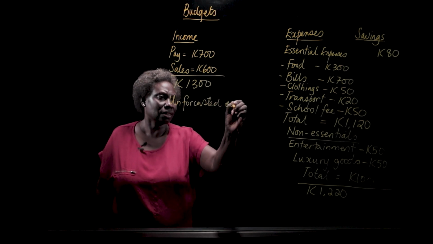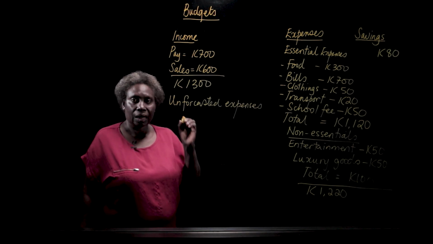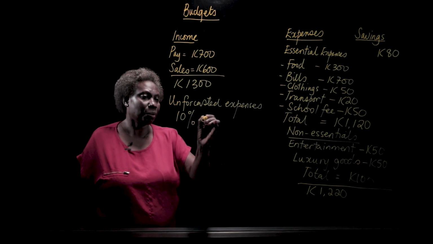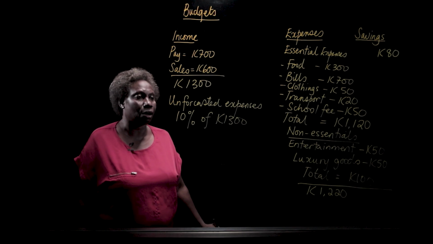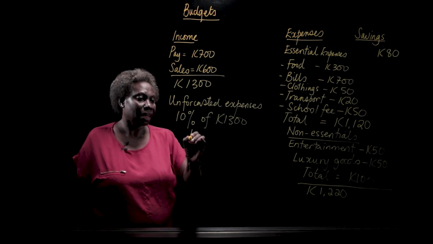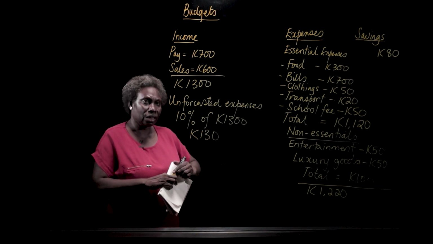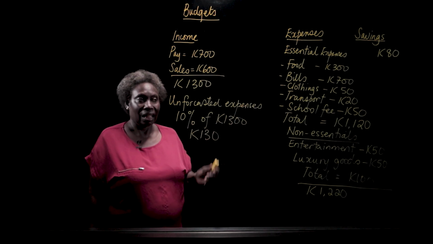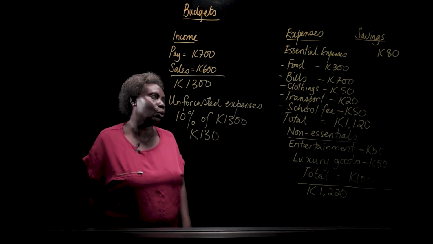Unforecasted expenses. He plans to put 10% of the income, which is 1,300 kina, on unforecasted expenses, and that will be 130 kina. He has already used up all the money on the expenses and the savings. The savings is there. He cannot touch savings. That is the money that he's going to save.